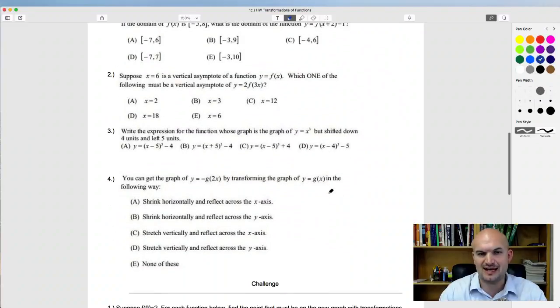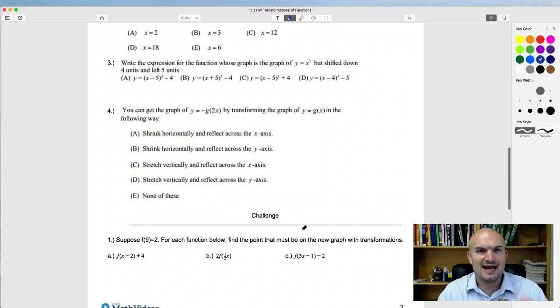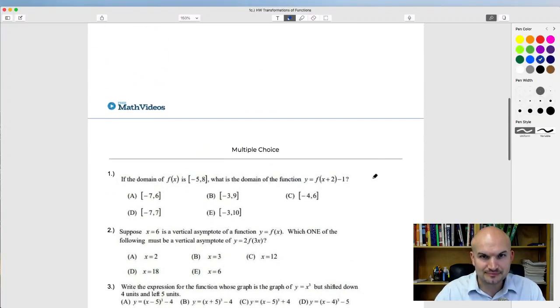And for those of you that want to go a little bit extra, I have some challenge problems that you can work on. Really just take it to the next level, deepen your understanding of what we are really doing with those transformations.